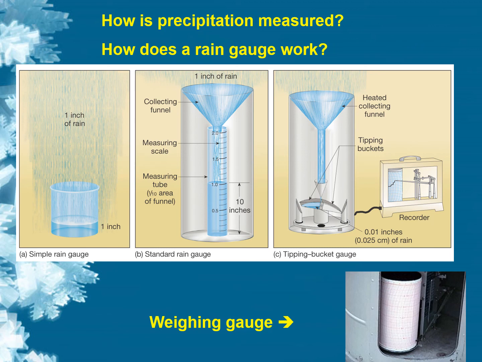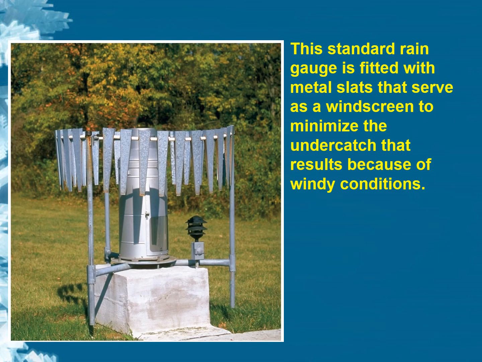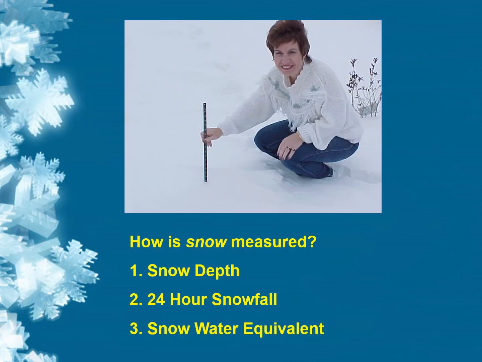Okay, there will be nothing about rain gauges on your exam, but this is a typical rain gauge. Okay, so how is snow measured? By snow depth, how much you get within a 24-hour period, and then changing that to its snow water equivalent.